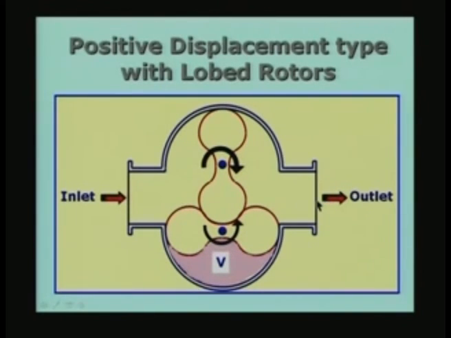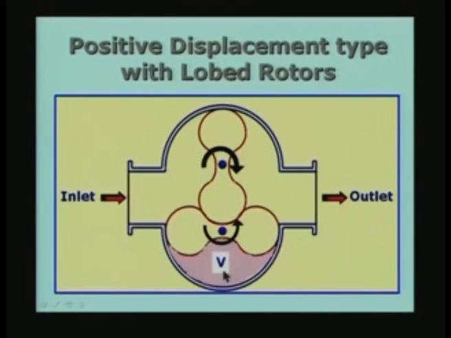So, in this case, because we know the volume between the lobed rotor and the casing, if this volume is exactly known or measured accurately, then each rotation will correspond to one volume being taken from this side and taken to the outside by this lobe, and this lobe rotor will take exactly the same amount in the rotation.